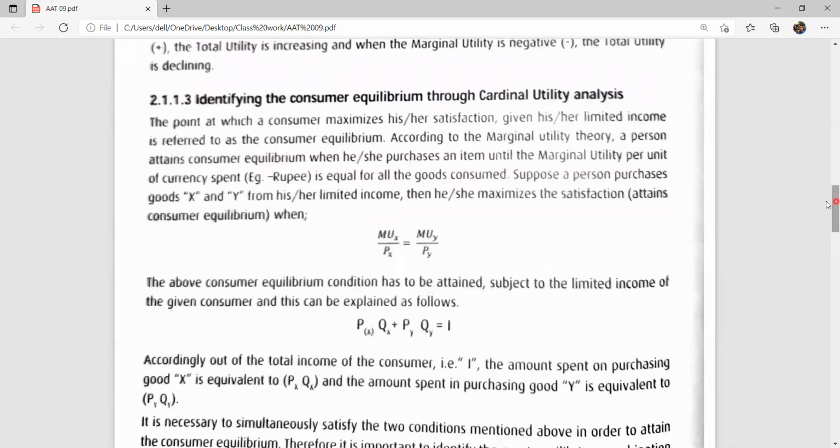Identifying consumer equilibrium through cardinal utility analysis. Under the cardinal utility analysis, what do we concentrate on? The way of recognizing consumer satisfaction. Consumers are in an equilibrium. So you may not look at the equilibrium we studied under demand and supply.